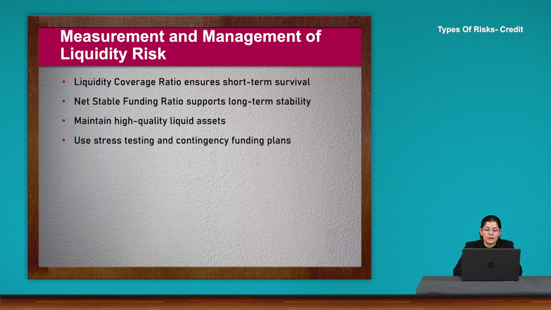So what are the key metrics with which we can calculate the same? So first one is liquidity coverage ratio, that is LCR. Here we can use the HQLA divided by the 30-day net cash outflows. Second one is net stable funding ratio, that is NSFR. So stable funding divided by the required funding over 1 year. Third one is cash flow maturity ladders. Here we will identify the timing mismatches.